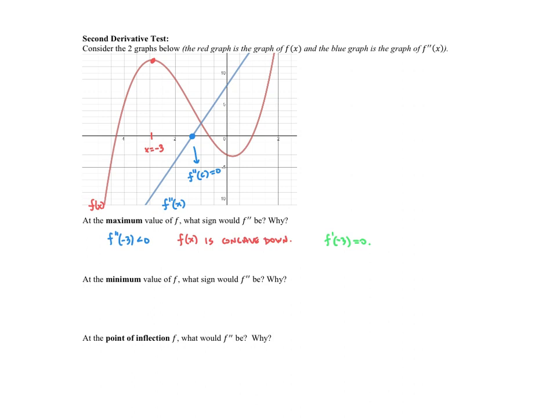Okay, a minimum value for f. Well, that would happen right about here. Let's say that that's x equals 1/4. Okay, I'm estimating clearly. Well, f double prime at 1/4 happens to be greater than 0. Look at it right here. It's about 9. Okay, why would it be? That's because f of x is concave up at that point.